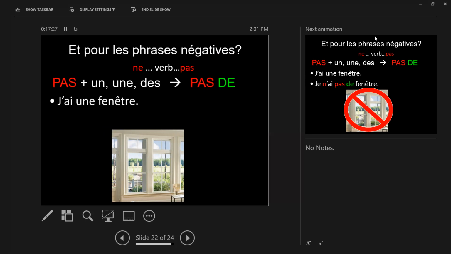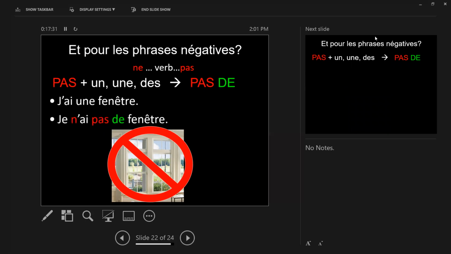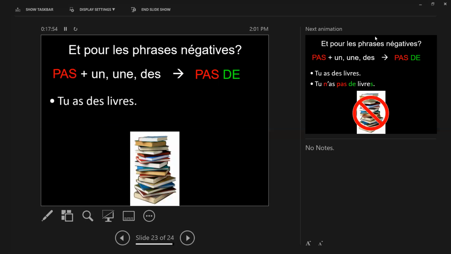Another example. I have a window. Good for you. Je n'ai pas de fenêtre. I do not have a window. Before the verb, an apostrophe, you need to add pas, you need to change the article into de. Okay? Take a look at one more.